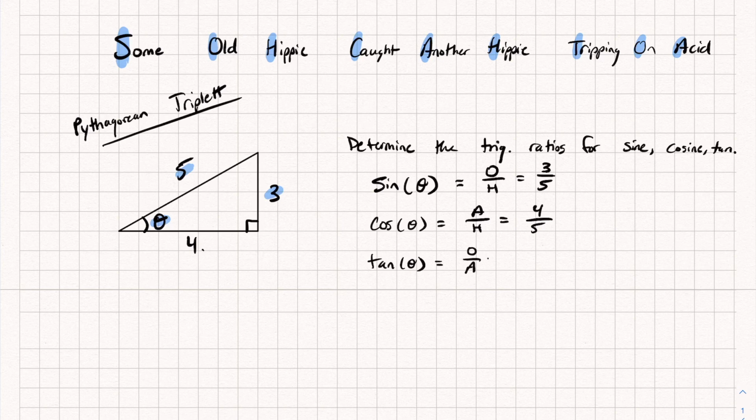Tangent is opposite over adjacent. So this would be 3 over 4. And that's it. Sine is literally this ratio. It's literally this fraction. Cosine is literally this fraction. Tangent is literally this fraction. You don't write tangent over again. Notice how it's just written once. Same for cosine and sine.